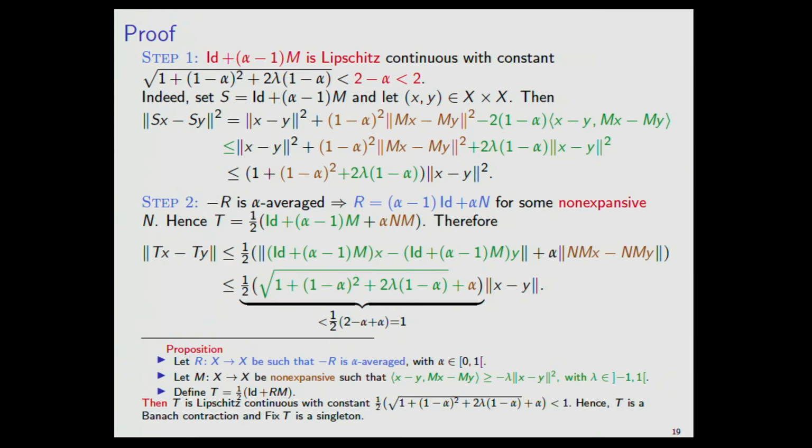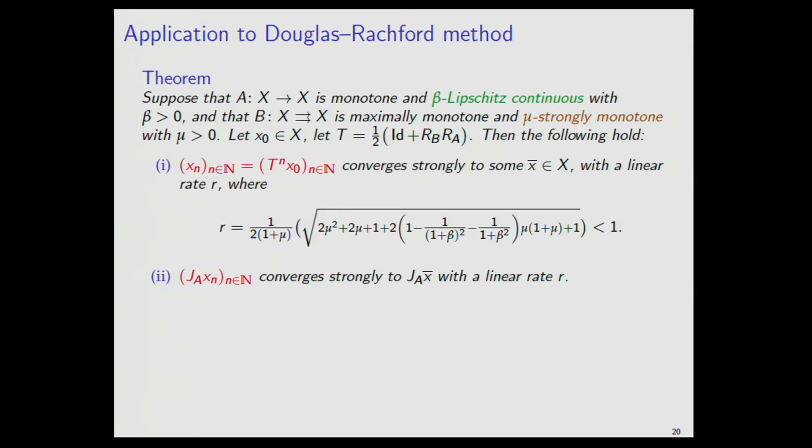So this is the key result that guarantees that we have a contraction here. Now, this applies to the Douglas-Rachford operator. How? We have a beta Lipschitz continuous operator and a mu strongly monotone operator. Don't care about the range that much. We have 2 sequences. The governing one, coming from iterating T, will converge strongly with a linear rate r. And of course, the shadow sequence, because J_A, the resolvent, is non-expansive, would get the same rate immediately. The fixed point set is a singleton, and the set of zeros is also a singleton.